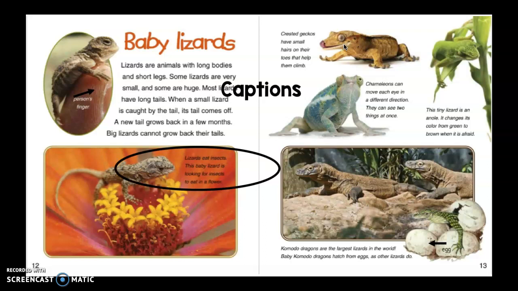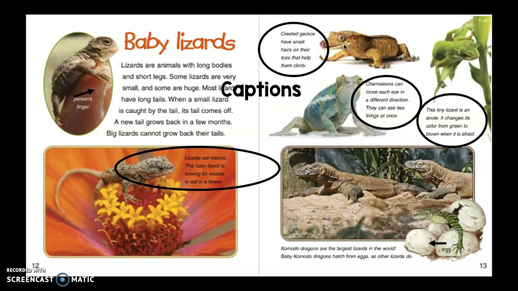Did you point to this one here? This one tells me that the lizards eat insects. This baby lizard is looking for insects to eat in a flower. I would have never known that without the caption. Oh, we get to find out about this lizard now. This says crested geckos have small hairs on their toes that help them climb. That's interesting. So that's not a lizard, it's a gecko, and he has hair on his toes. Here's another caption. It says, chameleons can move each eye in different directions. They can see two things at once. That's cool. I'm glad I read that caption.